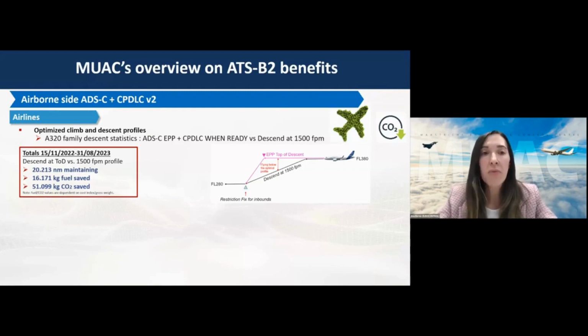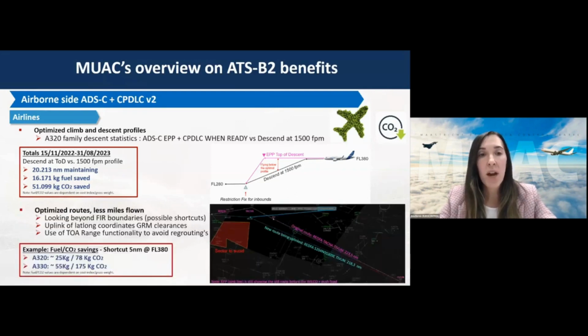And we have there the total savings over a period of time, and only with the 152 aircraft that we have at the moment equipped, flying around our airspace. So more than 20,000 nautical miles maintained in cruise level, more than 16 tons of fuel saved, and 51 tons of CO2 emissions saved, which is not bad.